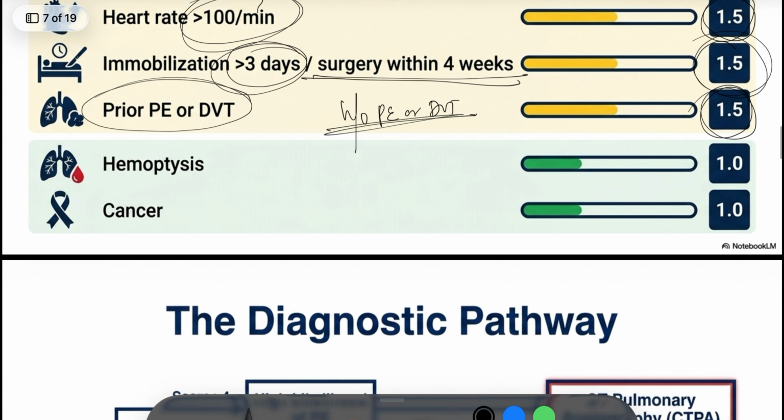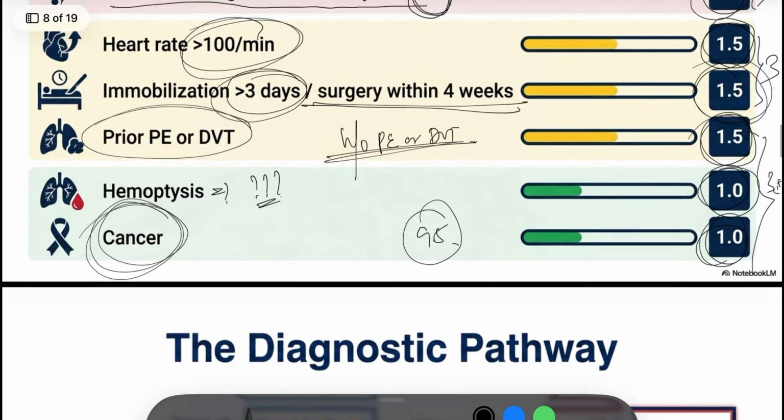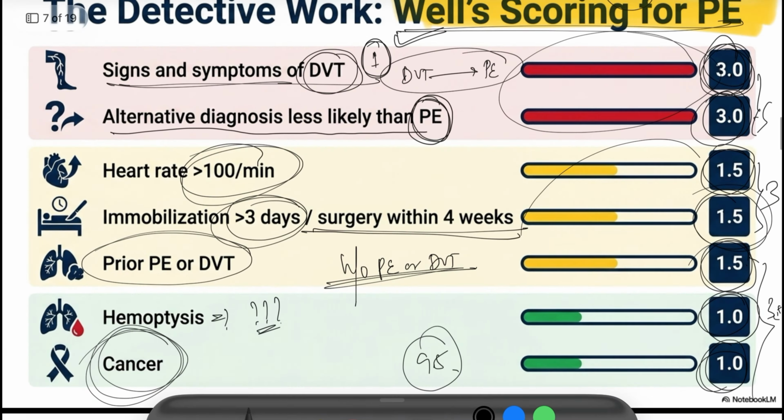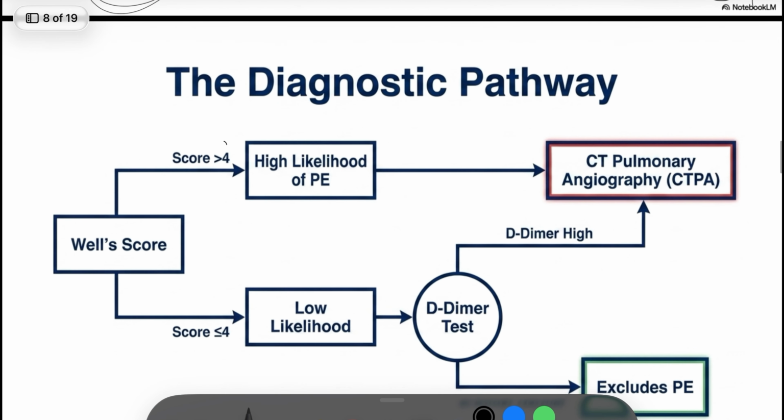Then hemoptysis, we give 1. Why does hemoptysis occur? Due to rupture of vessels. Then if there is any malignancy, we give 1. After knowing that, you need to remember whether it is red, yellow or green, under which the content will come. So we have 1, 2, 3, 4, 5, 6, 7 items, and the magic score in this video is 4.